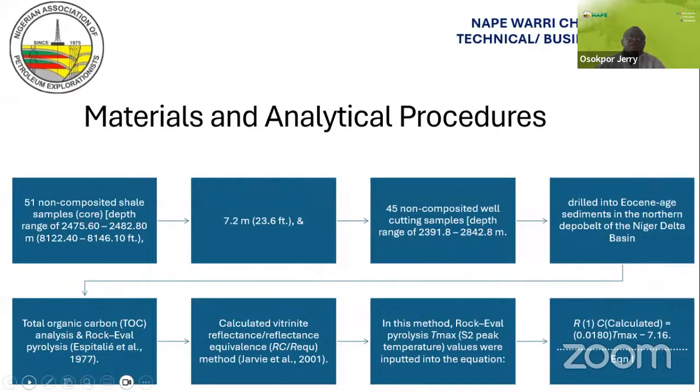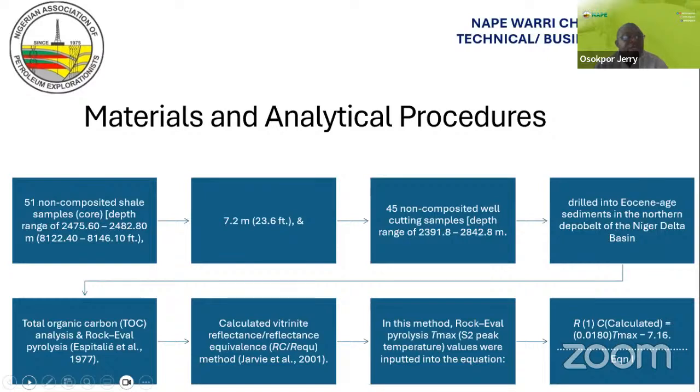Let's look at some materials and research procedures that were used for this study. We used composited and non-composited samples from certain depths within about 7.2 meters of core samples, and non-composited well-cutting samples that were drilled into the proximal part of the delta.